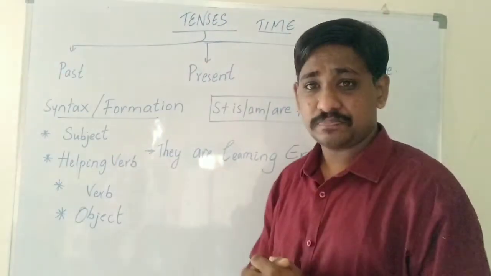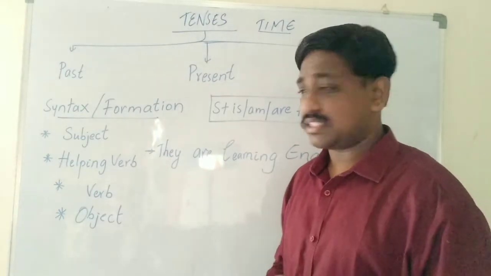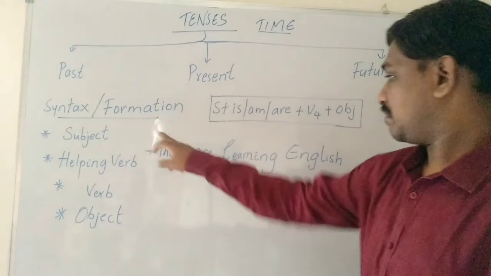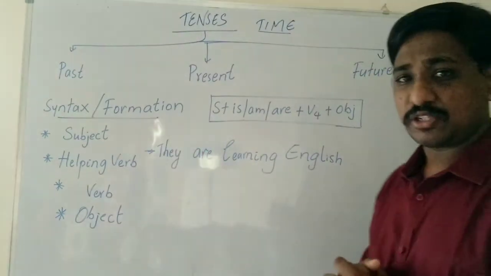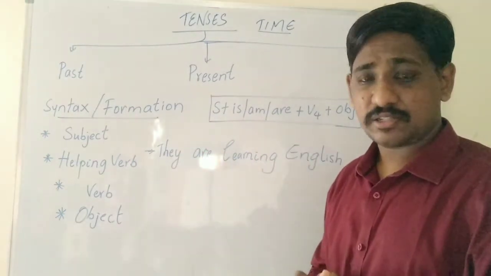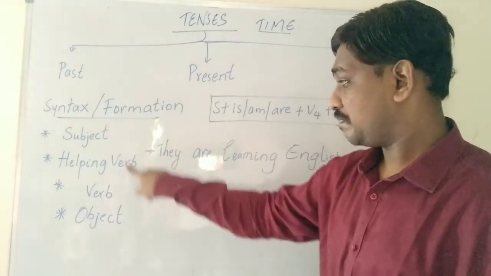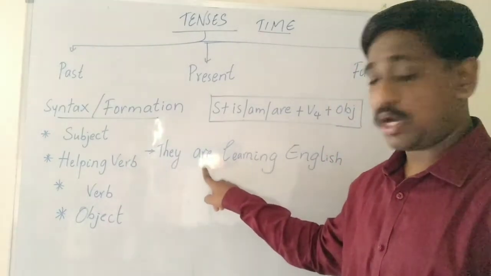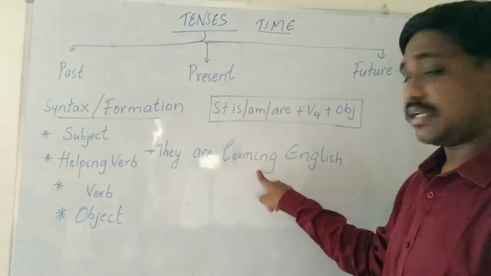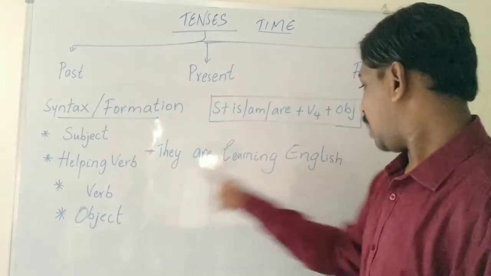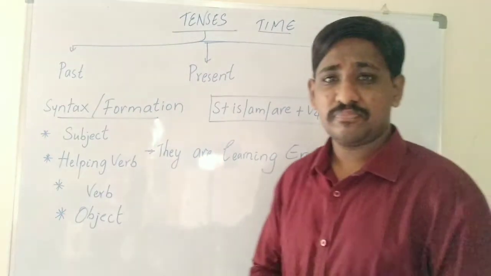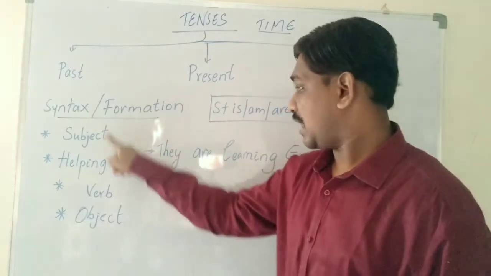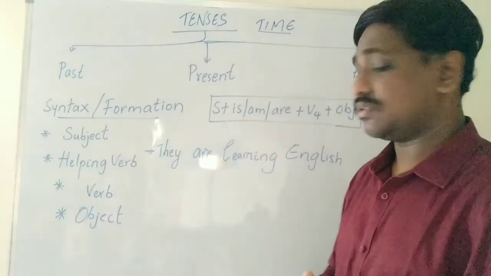First of all, subject. So let me analyze it through the sentence. They are learning English. They is the subject. Are is the helping verb. Learning is the main verb. Object is English. That's it. So these are called technical terms.